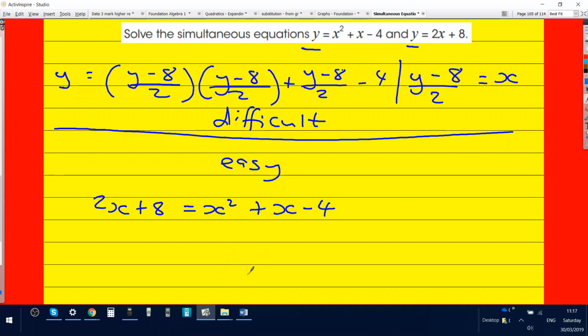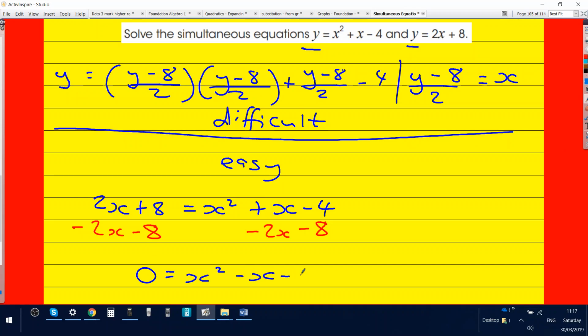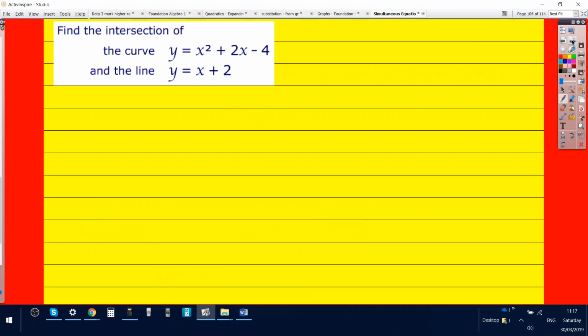How would you go about solving this? Make it equal 0. So minus 2x and minus 8. And you would solve it from there. Nothing is going to give you any difficulty there. Solve that, get your 2 x's, and then you get your 2 y's. Okay, let's do this one.